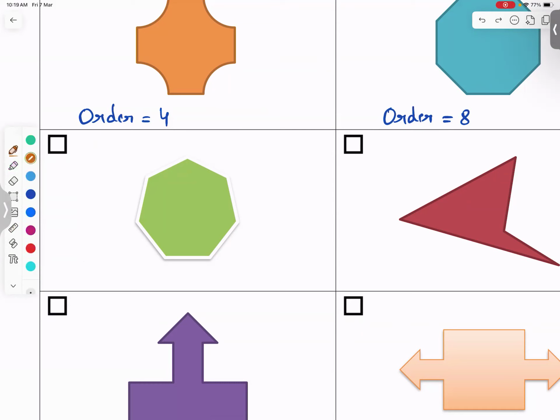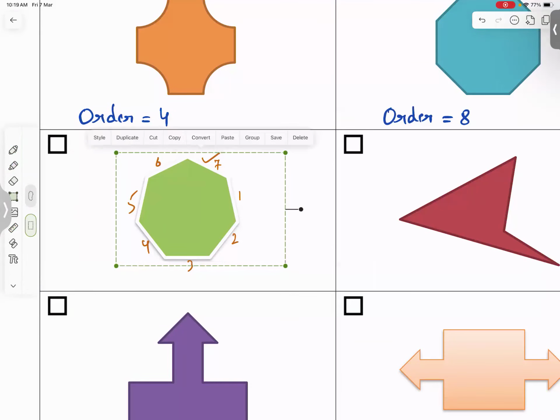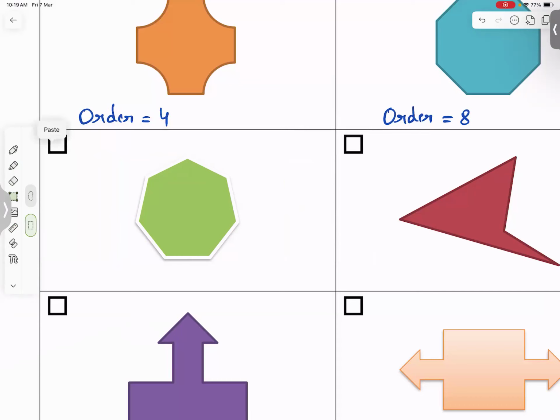And how much rotational symmetry? Pick this side. This side can be shifted to one place, two places, three places, four places, five places, six places, and again at this place, seven. So it has rotational symmetry of order seven. Okay, so I tick the box, and after ticking the box, I write here the order. So the order of this shape is seven.